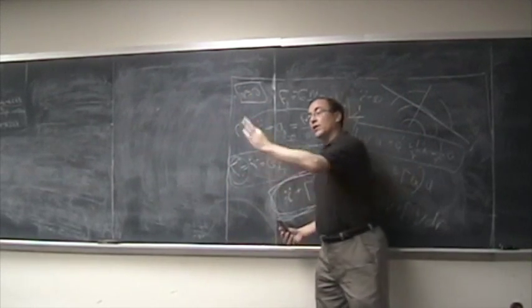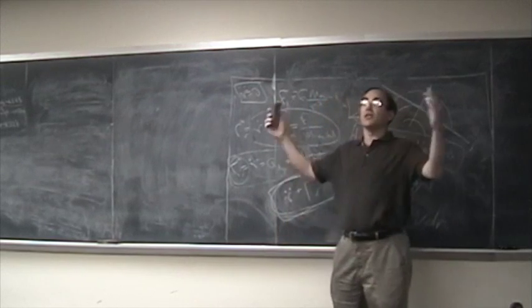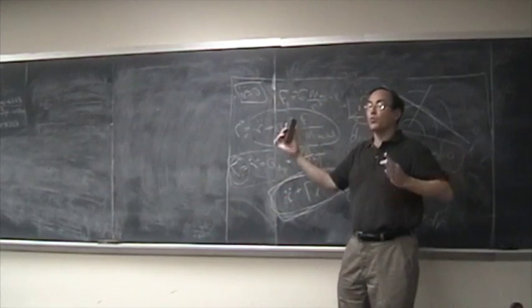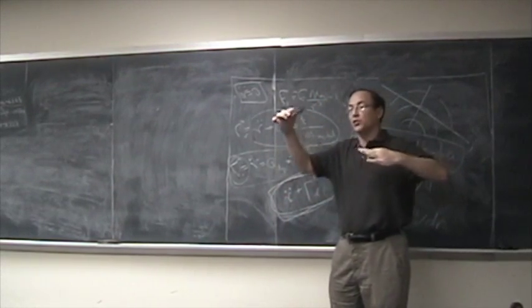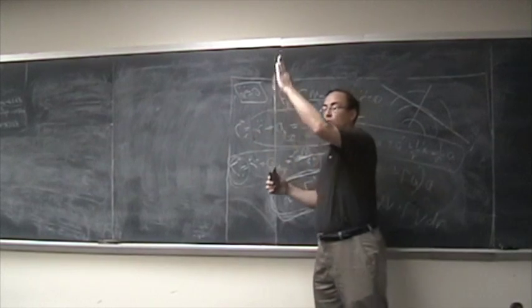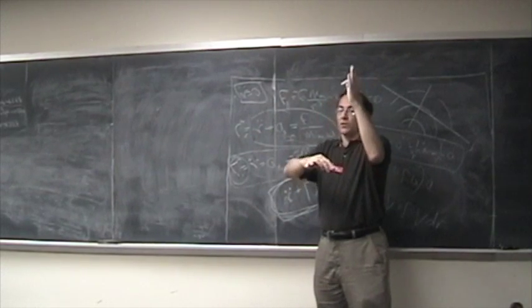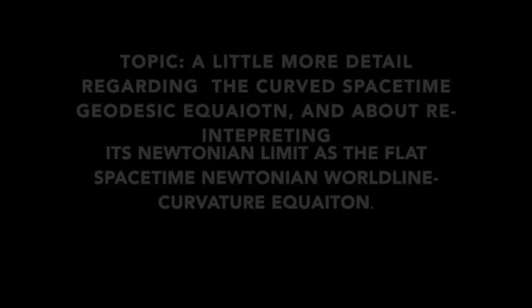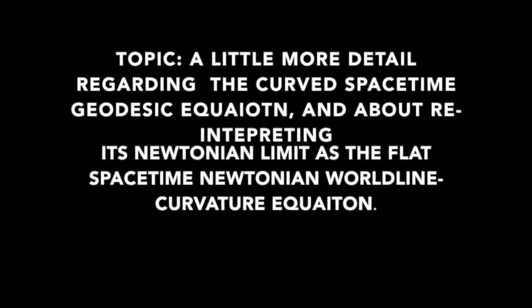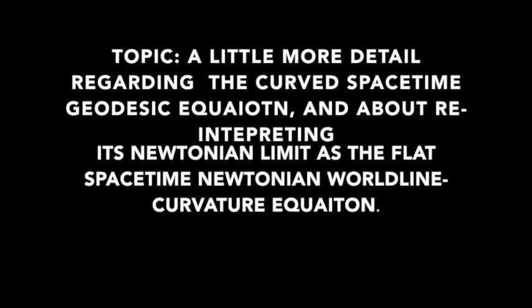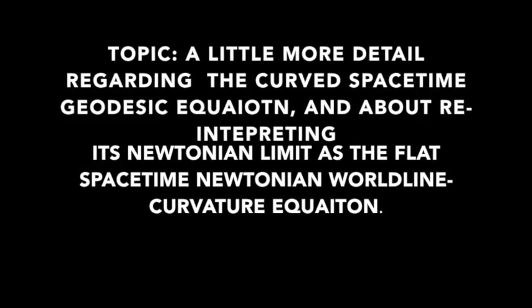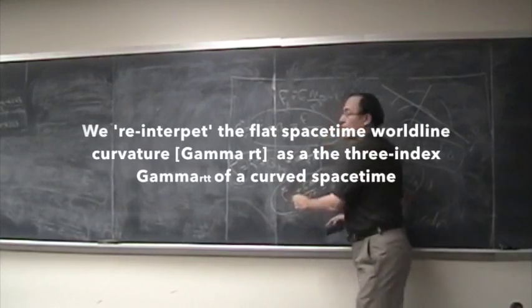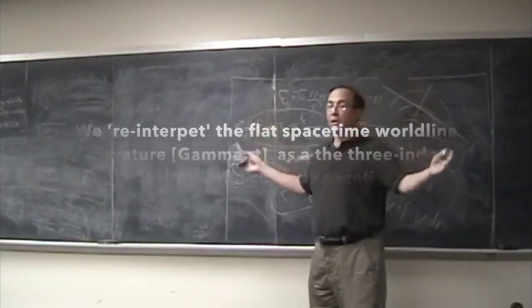And instead of saying the world line is curved, we can make the space-time curved, taking up the world line curvature, making the world line straight. So instead of a curved world line in a flat space, we warp the space-time so that the world line curvature becomes a straight line. Now we're reinterpreting the world line curvature as the connection curvature of a curved space-time.